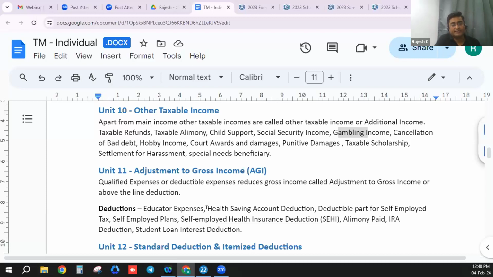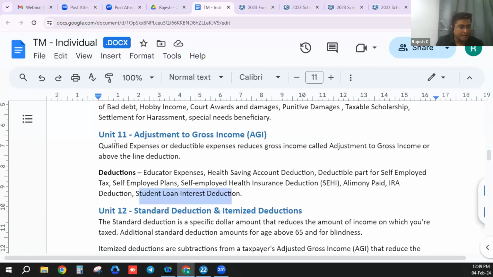Let's suppose you purchase grocery items. Will you get a deduction? It is not an allowable expense, so you will not get the deduction. It is not a qualified expense. But if you paid some interest on a student loan, it is also called a qualified expense, and then you will get the deductions. So there are different deductions. Apart from these, we will have a list of deductions, which we will cover in Unit 11 in detail, about the different adjustments to income.